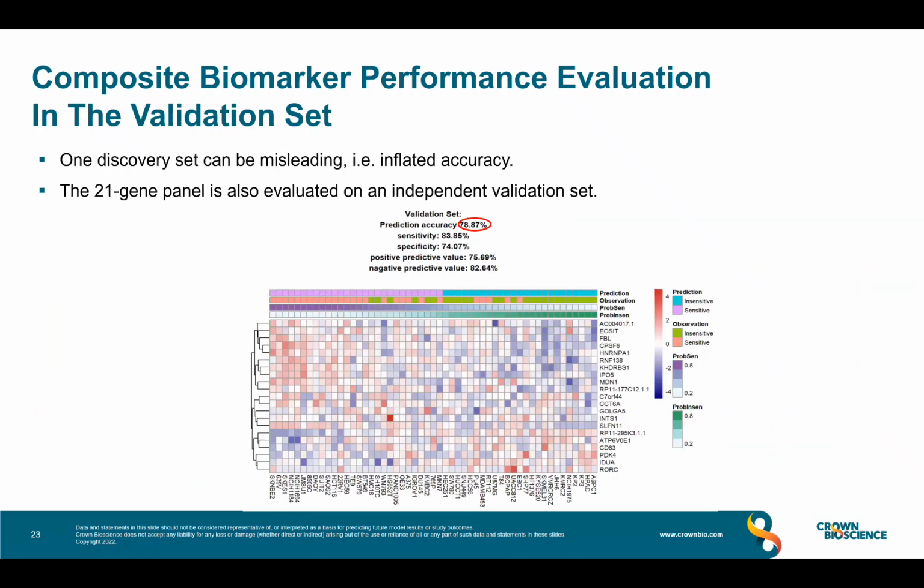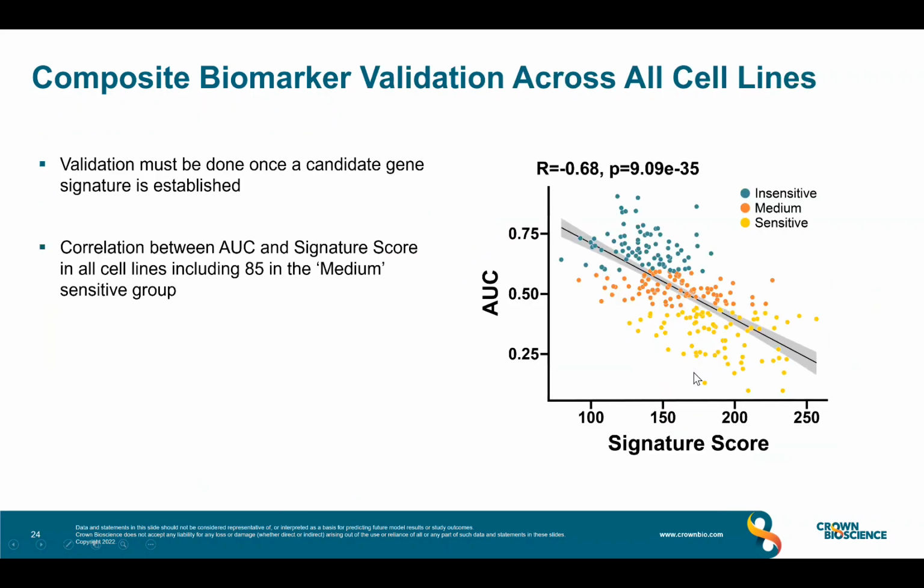Not only in the discovery set, the 21 gene panel also performed well in the independent validation set, with 79% prediction accuracy. If we also include the median group cell lines that were excluded at the beginning of this analysis, we still end up with a highly significant correlation between the 21 gene signature score and the AUC values of all 257 solid tumor cell lines.